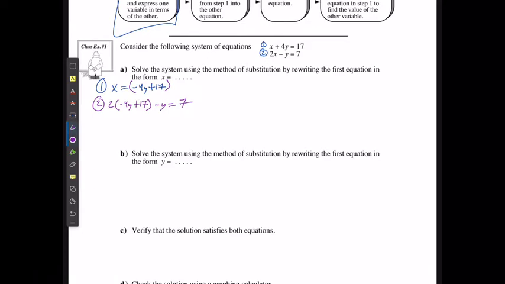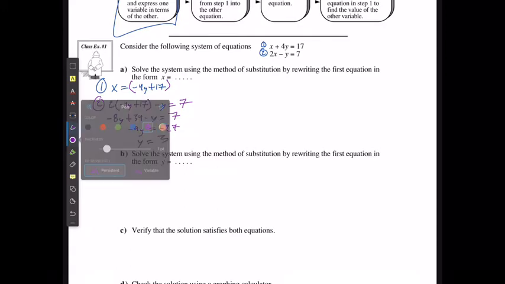And now I have that equation with just one variable. Now I just have the y's. I'm going to multiply this out and say that I have negative 8y plus 34 minus y is equal to 7. I can combine my y's so that I have negative 9y, and I'm going to subtract 34 from both sides and say that I have negative 27, and then I divide both sides by negative 9, y is equal to 3.